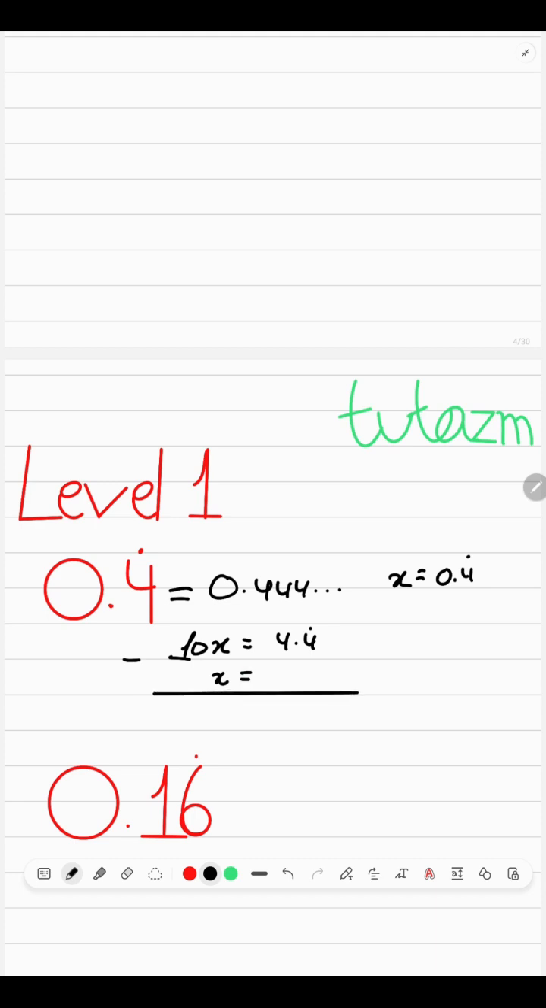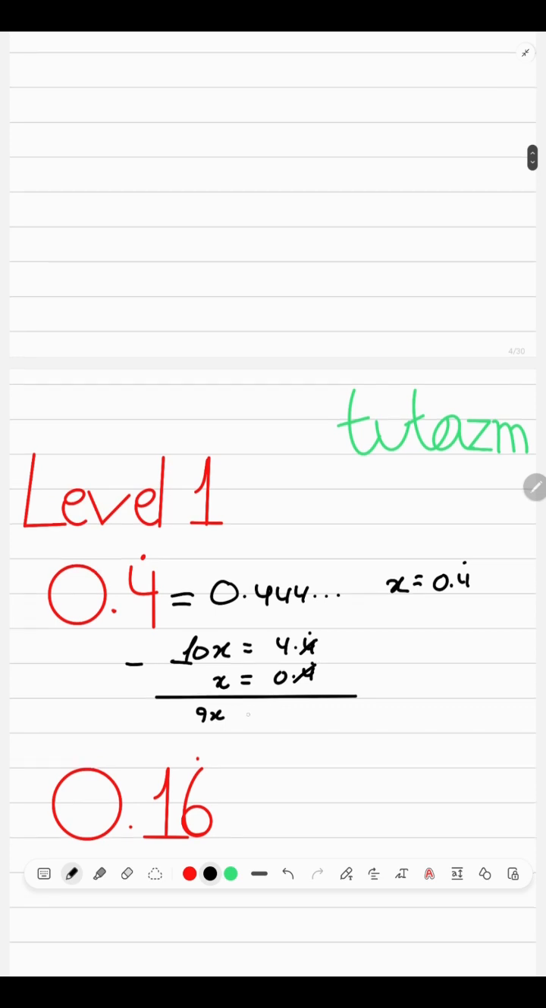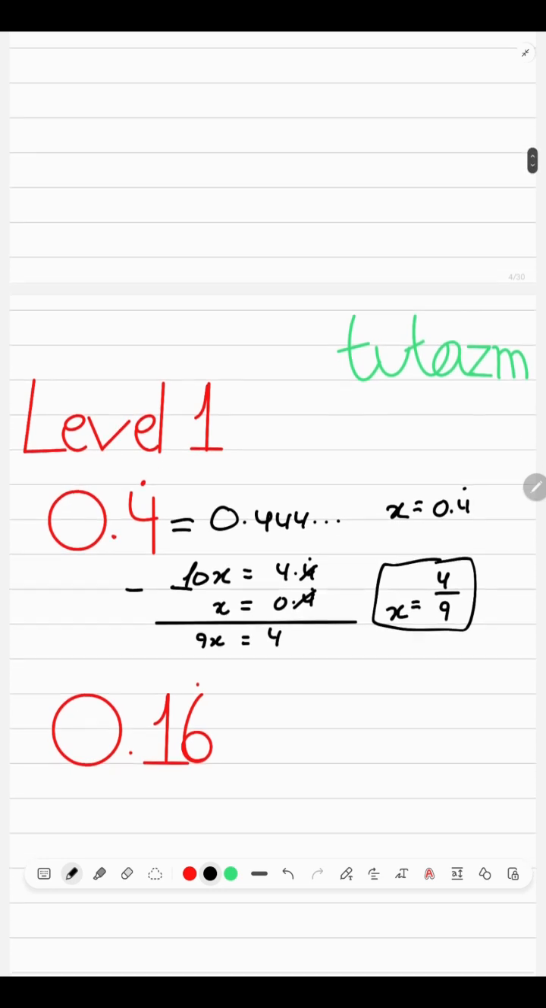In this case, we'll get 0.4 here, and so we'd have 10x minus x on this side, which would give us 9x, and on this side we'd have 4.4 recurring minus 0.4 recurring, and these would actually cancel out, and you're left with just 4. We can then rearrange the equation by dividing by 9 on both sides to get x is equal to 4 over 9. And that is our final answer. So 0.4 recurring is equal to 4 over 9.